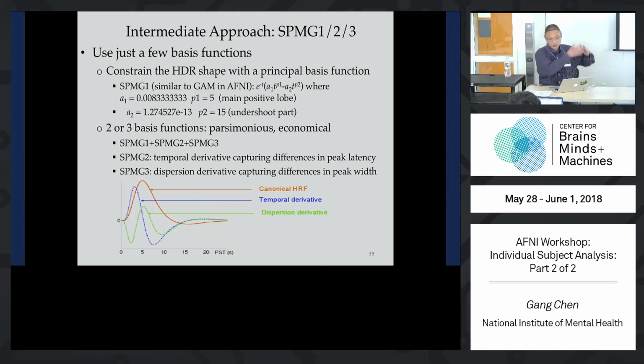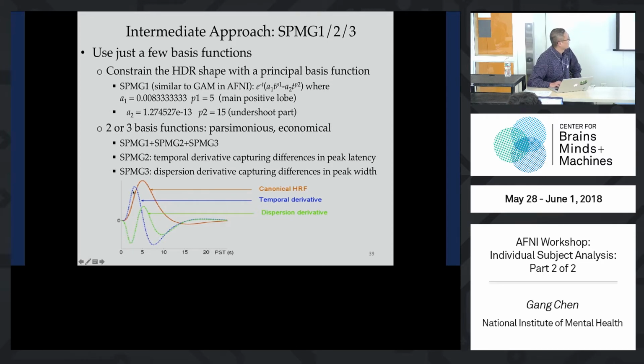So that's the two extremes. Either you make a strong assumption, which is the traditional approach, or you don't make an assumption at all about the response shape. There's a middle ground, and that middle ground is the SPM approach. They have the concept of three curves. The first one is called a canonical curve, which is this blue curve. This orange curve they call the canonical hemodynamic response.